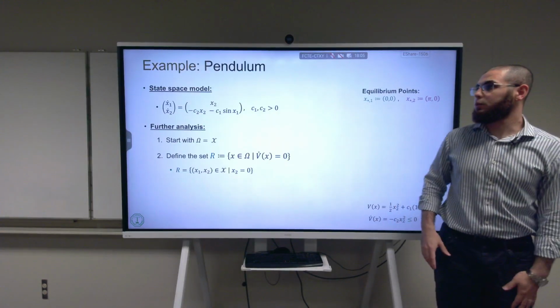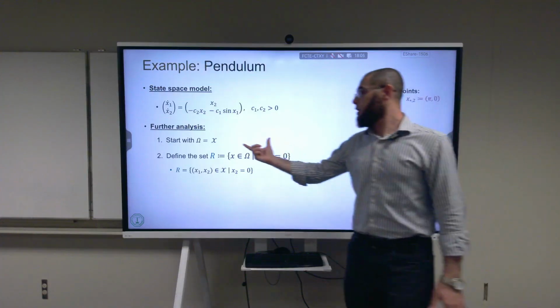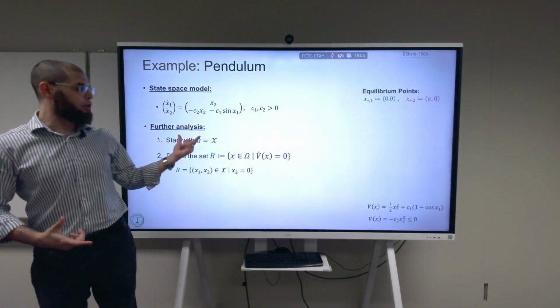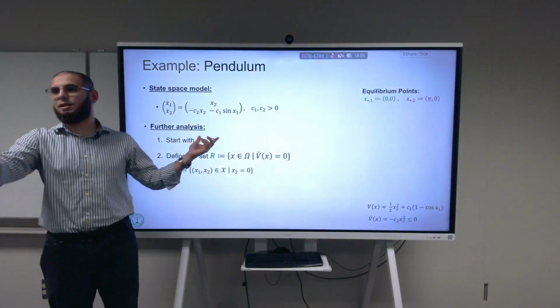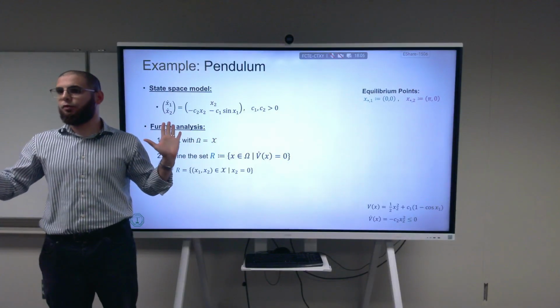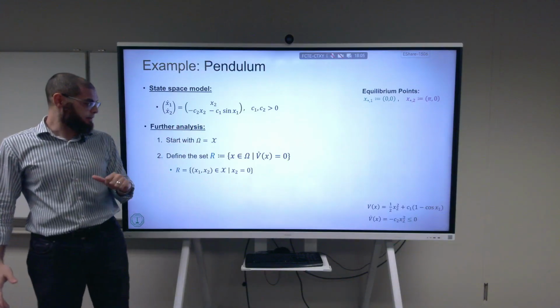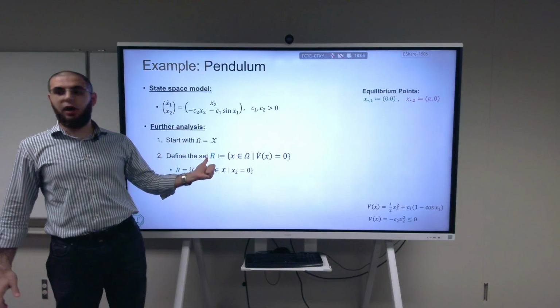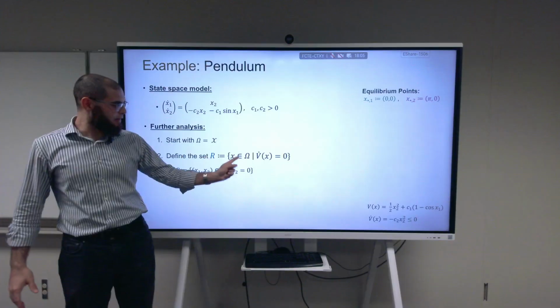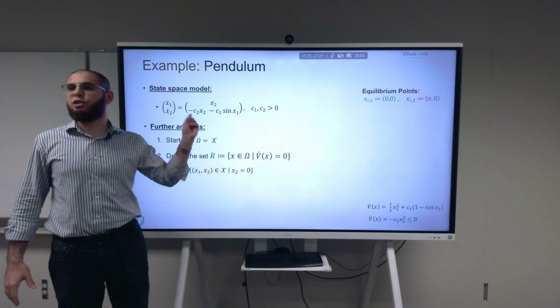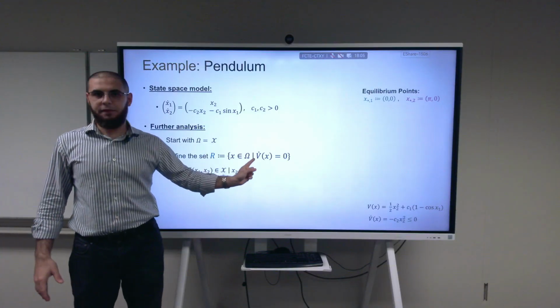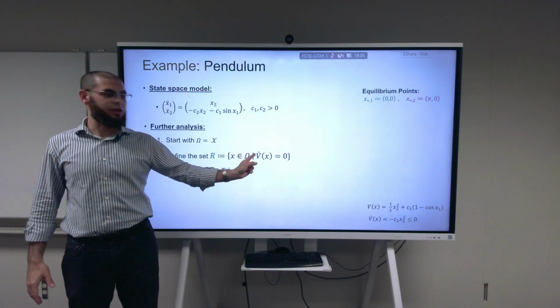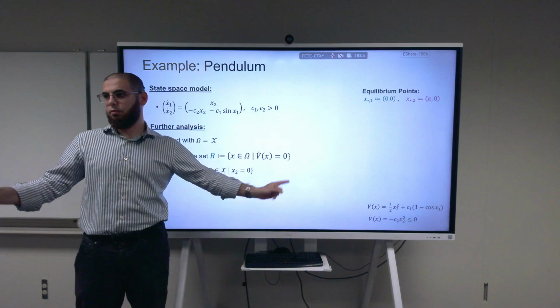And this is how you do it. First, we're going to choose the set omega that includes the equilibrium point to be the whole state space. So we don't need to worry about omega. It's just everywhere in the state space. Now let's define the set R, which consists of all the points in omega, which is the state space, that have the Lyapunov function derivative equal to 0.